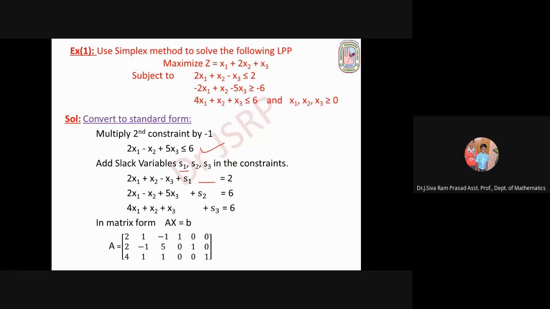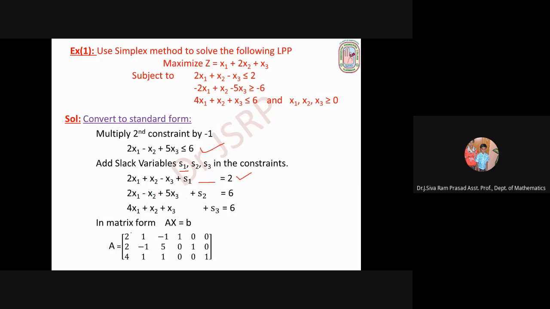Their coefficients 0, 0. Okay. So this is the first row, which contains the coefficients of the first constraint. That is the first constraint, this one. This is the first row. Second row, coefficients of the variables in the second constraint.